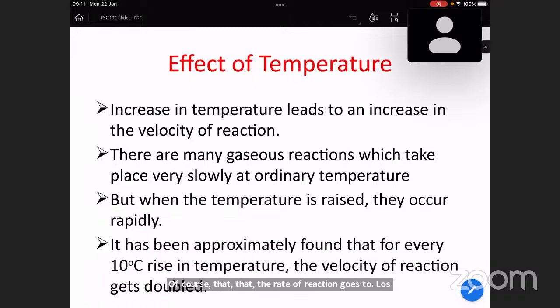But it has been found approximately that for every 10-degree rise in temperature, the velocity of reaction gets doubled. If you want to tweak the rate of reaction, this is how temperature affects it, but we're going to talk more about this also.